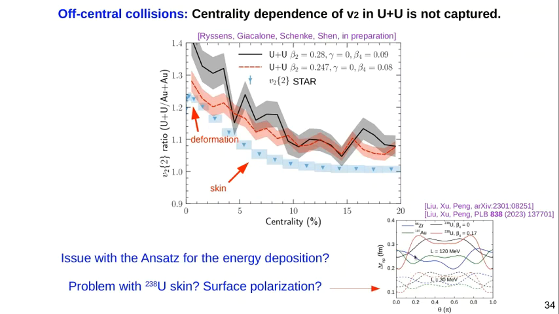So I think in practice this means that a body-body collision actually sees a larger skin than a tip-tip collision or something like this. And while they only studied the spectator numbers in these papers, it will be simple to see what this does on the eccentricities. This is hopefully something which you can do.